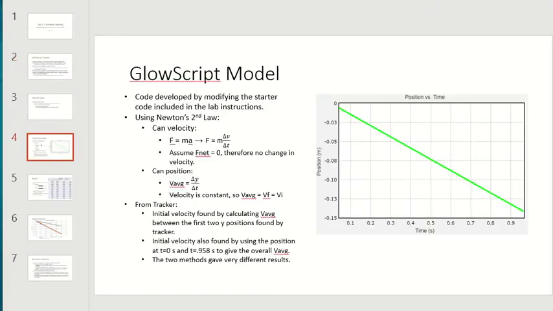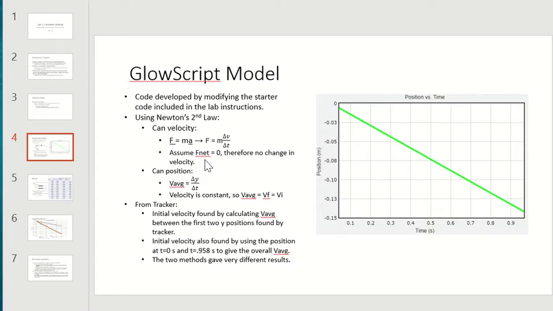For the GlowScript code model, I made adjustments to the starter code by using Newton's second law to determine how the velocity and position would change based on the problem statement. From Newton's second law, I rewrote the equation to allow for velocity to be present in the equation. Because the problem statement assumes that there are no net forces acting on the can, the change in velocity must be zero. This is true whether there is a force acting on the can or not. If there are no forces to stop the motion, then the can will stay in motion. And even if forces are present, the velocity can remain unchanged if the forces acting on the can cancel one another out.